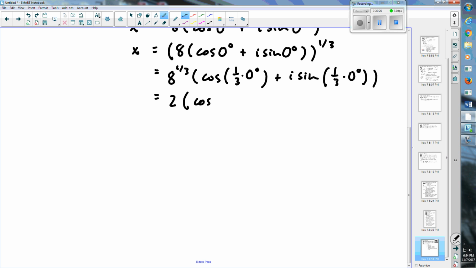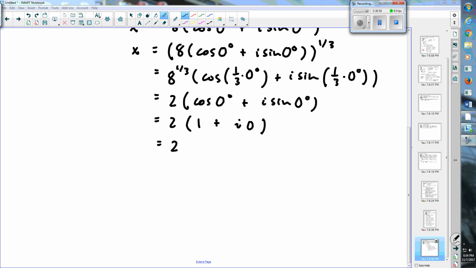So this gives us the cosine of 1/3 times 0, which is still 0 degrees, plus i times the sine of 0 degrees, equals 2 times the cosine of 0, which is 1, plus i times the sine of 0, which is 0. And this ends up being just 2. So 2 is the real number solution. We all knew that, 2 cubed is 8, before we came into this class, but there are 2 other solutions, and this would be the example when k is equal to 0.